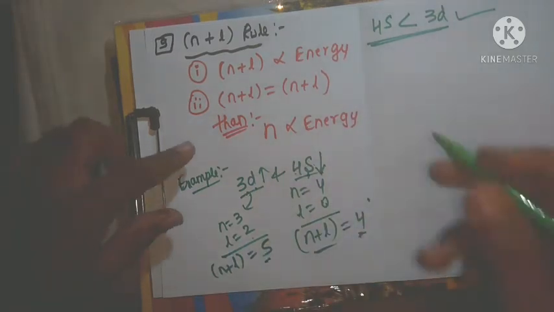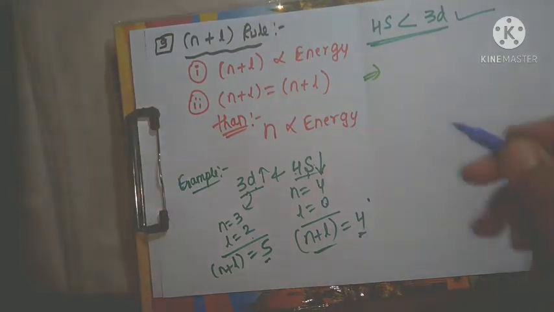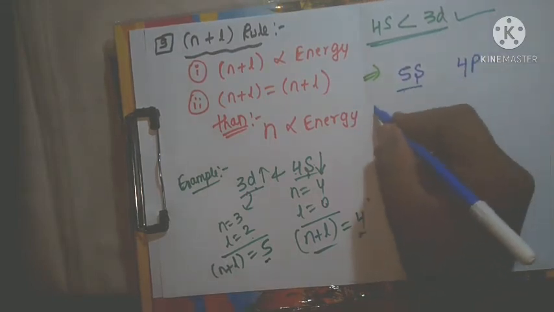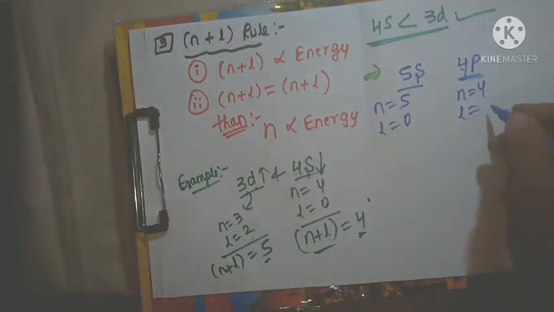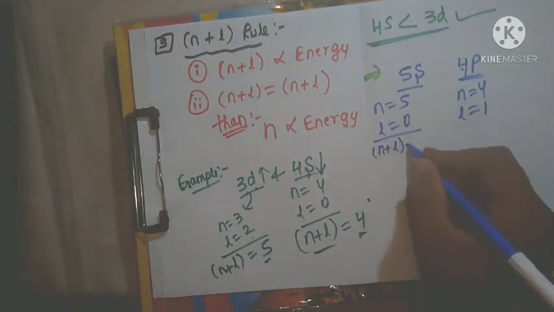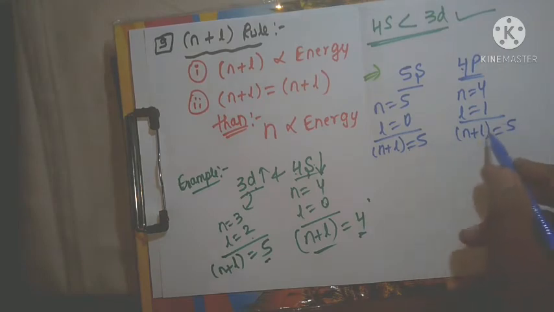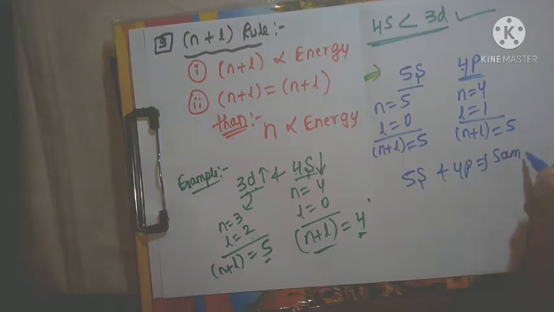Next, this first rule is over. For the second rule, I will take another example. Just think here, another example: 5s and 4p. Here in 5s, the n value is 5, the l value is s means 0. Here in 4p, the n value is 4, the l value is 0 for s, 1 for p, so 1. Here n plus l value is 5 plus 0, which is 5. Here n plus l value is 4 plus 1, which is 5. Both are having the same n plus l value. Here 5s and 4p are having the same n plus l value. Then which one is having higher energy, which one is having lower energy?